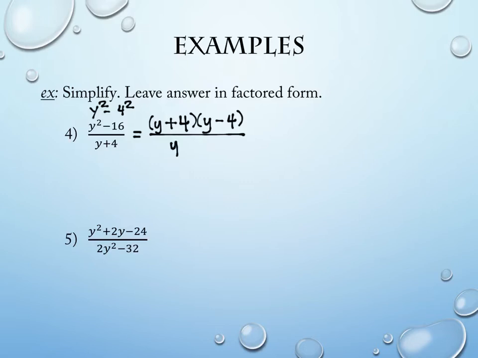On the bottom, I still have y plus 4. But what do you notice? The y plus 4s cancel, yes. There's exactly a y plus 4 on the top and on the bottom, and that's actually very friendly because what that means is that I don't even have a fraction when I'm done. I'm just left with y minus 4. So a very, very friendly one.